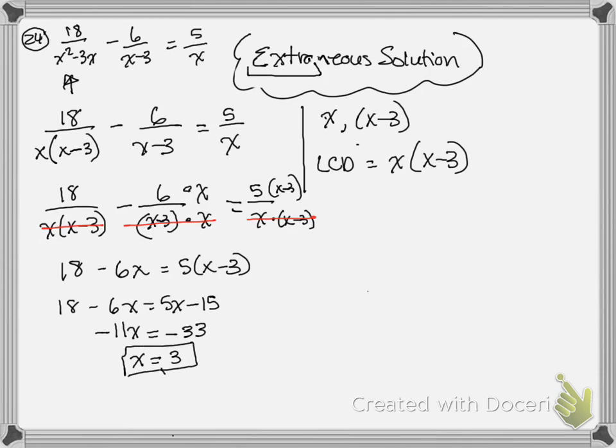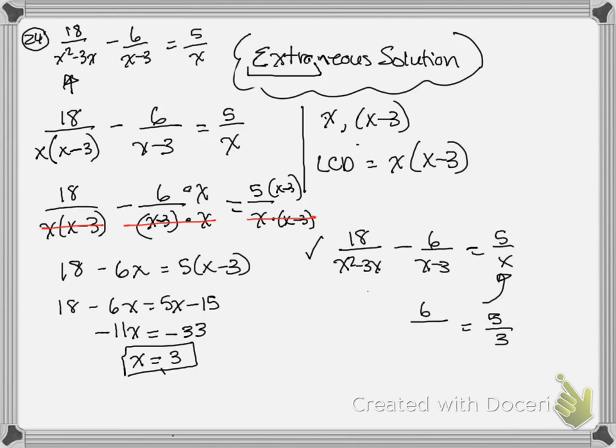But here's the problem. When I go to check, when I go to substitute back into the original problem, x squared minus 3x, minus 6 over x minus 3, equals 5 over x. Well, not a problem at that last term, the one on the right. I could plug in 5 over 3, but notice what's happening when I'm plugging the 3 in everywhere else, into the 6 over 3 minus 3, and even into the 18 over 3 squared minus 3 times 3.